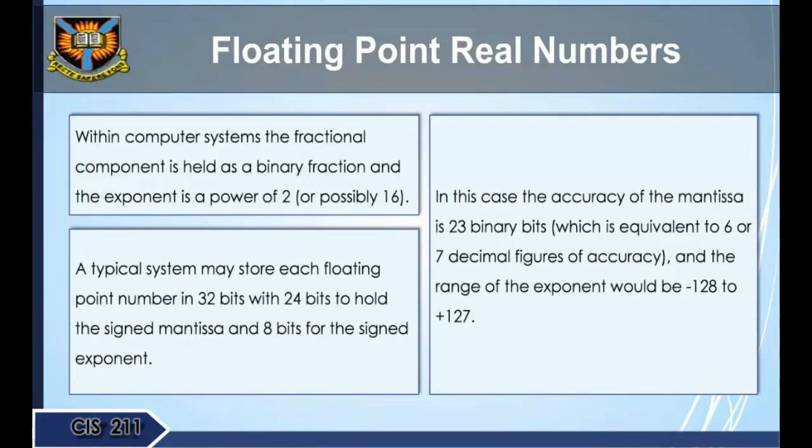Within computer systems, the fractional component is held as a binary fraction and the exponent is a power of 2, or possibly 16. A typical system may store each floating point number in 32 bits, with 24 bits to hold the signed mantissa and 8 bits for the signed exponent. In this case, the accuracy of the mantissa is 23 binary bits, which is equivalent to 6 or 7 decimal figures of accuracy, and the range of the exponent will be minus 128 to plus 127.